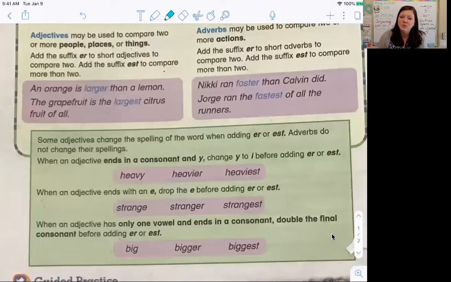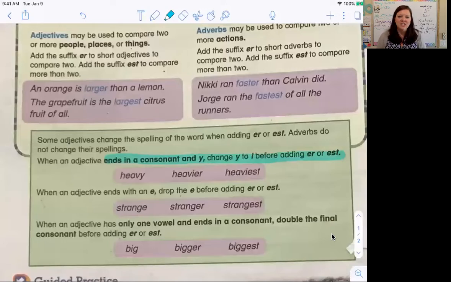Oftentimes when a word ends with a Y, we have to put on our backup blinkers and back up one letter to see what kind of letter comes out in front. Remember, it has to have a consonant in front of that Y. So let's highlight this, please. When an adjective ends in a consonant and Y, then we change that Y to an I before adding ER or EST. Remember how I taught you in times past? I see a consonant, change the Y to an I, then add ER or EST.